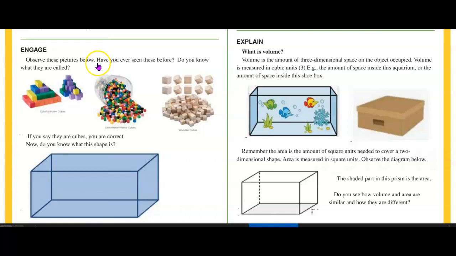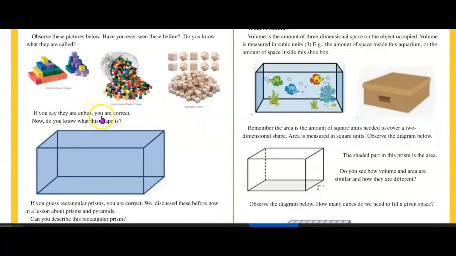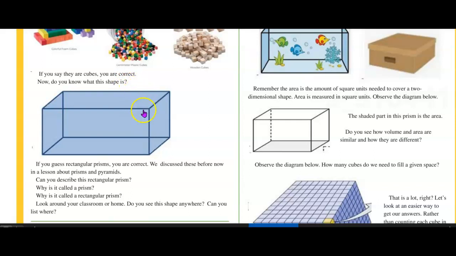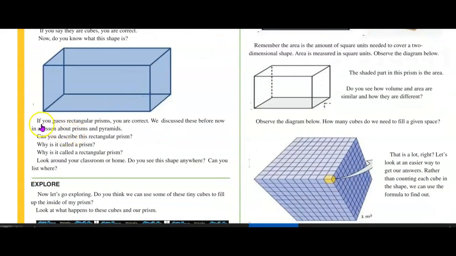Observe these pictures below. Have you ever seen these before? Do you know what they are called? If you said they are cubes, you are correct. Now, do you know what shape this is? If your guess was rectangular prisms, you are correct. We have discussed these before in a lesson about prisms and pyramids.